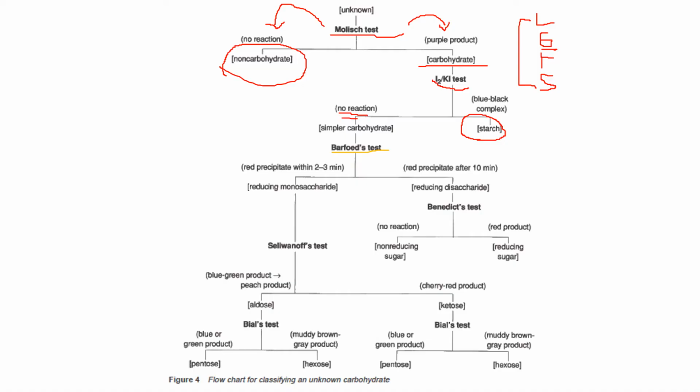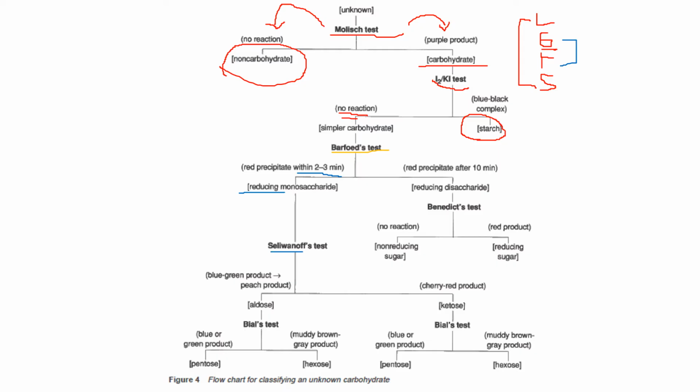So if you will notice in here, for example, within the 2 to 3 minutes, a red precipitation occurs, then that means that what we have is a reducing monosaccharide. Then that can either be glucose or fructose.